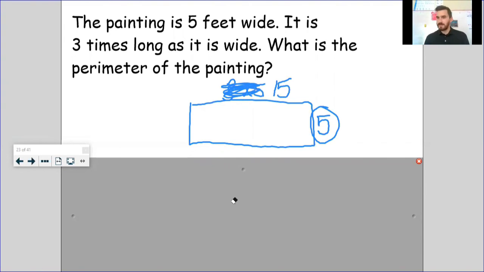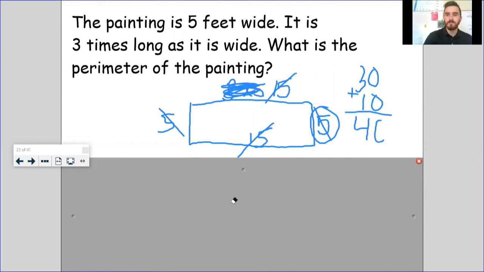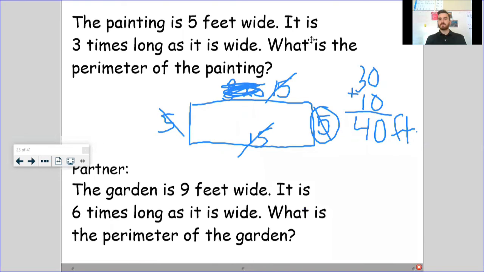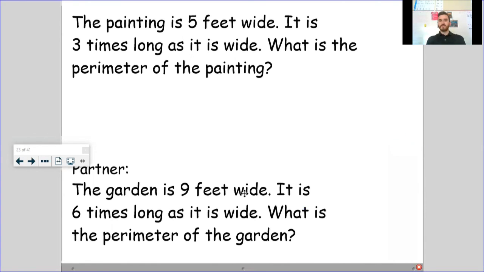This part's the easy part. Now I just got to add. List my opposite sides. Add my like numbers. 15 plus 15 gives me 30. 5 plus 5 gives me 10. That would give me a perimeter of 40 feet. So that's one where you've got to read what the numbers are actually saying. So give this one a shot. Let me read it, pause it, solve it, see if you can get it.